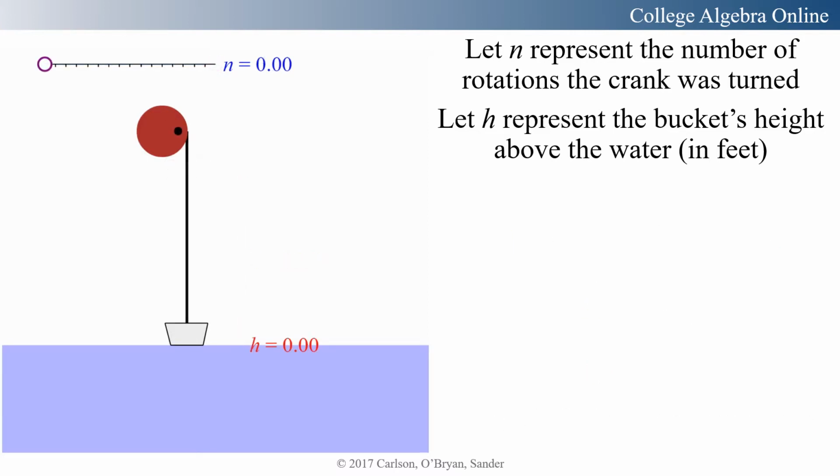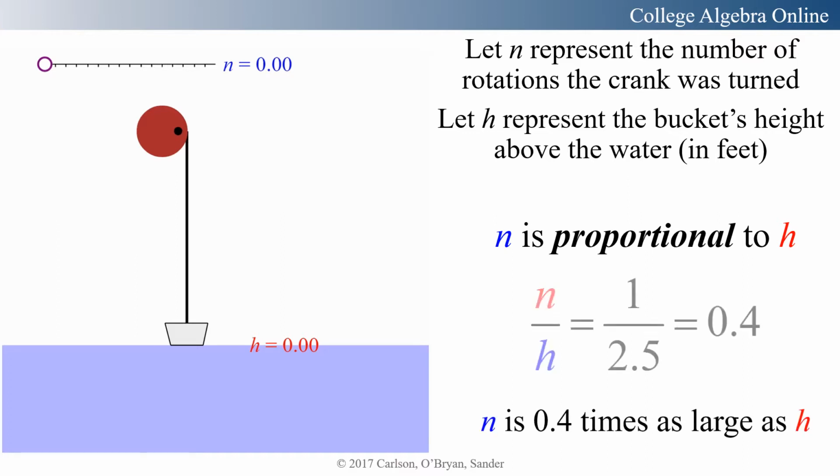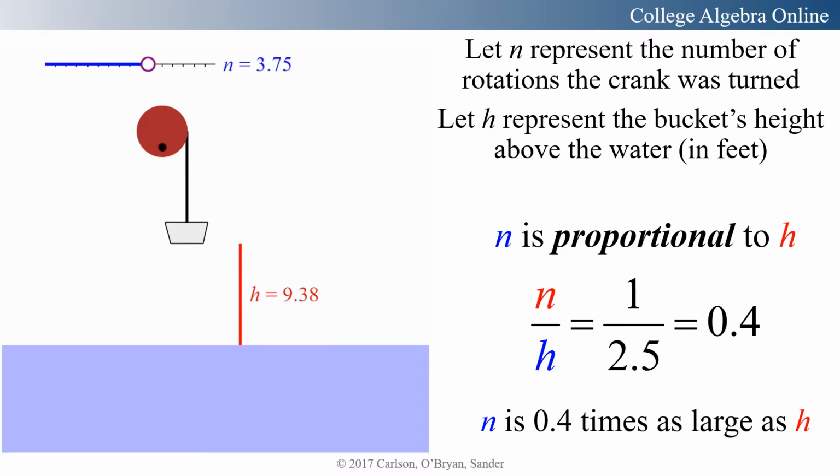Of course, we can also say that the number of rotations of the crank is proportional to the bucket's height above the water in feet, and the number of rotations of the crank is 0.4 times as large as the bucket's height above the water in feet, because the ratio of the number of rotations of the crank to the bucket's height above the water in feet has a constant value of 0.4. This is constantly true as the number of rotations of the crank and the bucket's height above the water vary together.